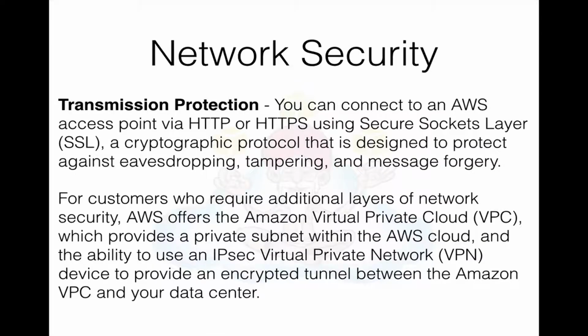Talk a little bit about network security and transmission protection. I mentioned it earlier, but you can connect to AWS using HTTP or HTTPS. For customers who require additional layers of network security, AWS offers the Amazon Virtual Private Cloud, which provides private subnets within AWS and the ability to use an IPsec VPN connection or device to provide an encrypted tunnel between the Amazon VPC and your data center. So your users can connect to your web servers using HTTPS, but then you can have subnets inside your VPC that are not internet facing and are on an internal IP address that only you can access from your office locations. You can use AWS Direct Connect or Amazon Gateway Services for that.